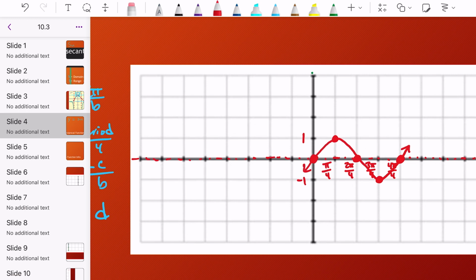And this will give you a better idea in order for you to be able to also graph the cosecant part of this graph. Now, every time that you have one of your dots hitting that midline, it is going to create a vertical asymptote. So that vertical asymptote will occur at 0. It will occur at 2 pi over 4. And it will occur at 4 pi over 4.